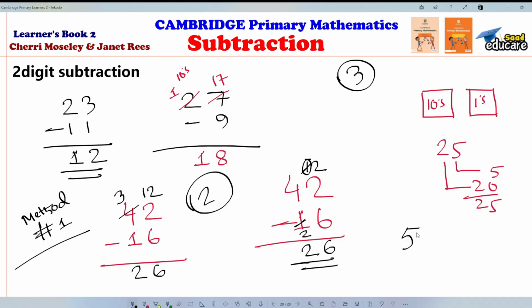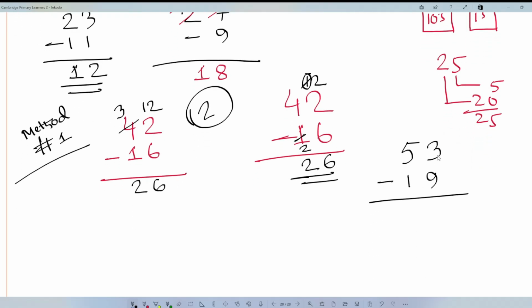Suppose 53 minus 19. Okay, so these 3 we consider 13. So 13 minus 9 is a 4, and this 1 we will add with this one. So 1 plus 1 is a 2, right? So 5 minus 2 is a 3. So our right answer is 34. So let's practice another one.